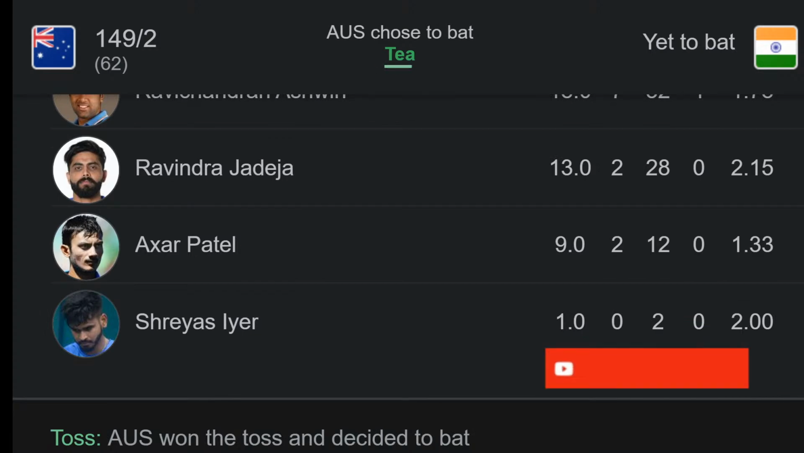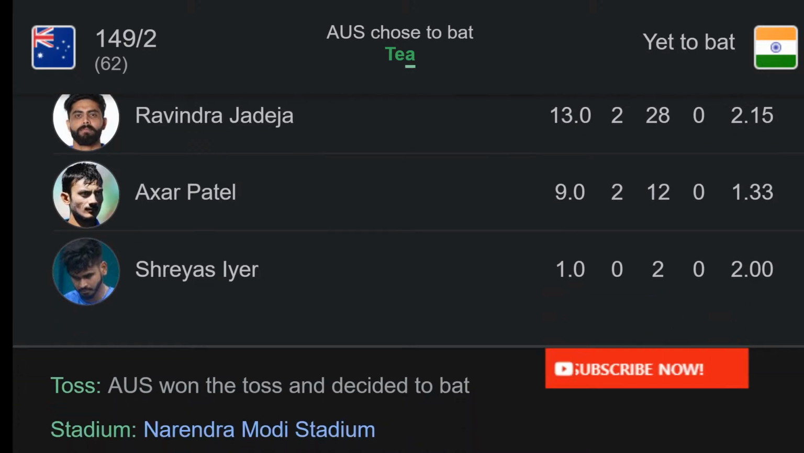Australia won the toss and decided to bat first. It's in Narendra Modi Stadium.